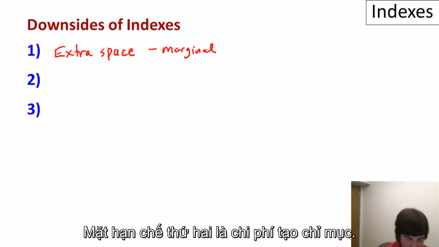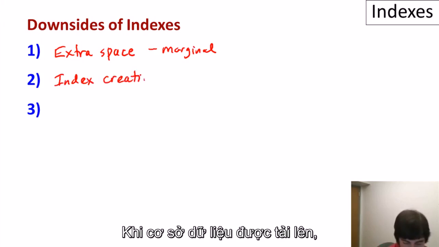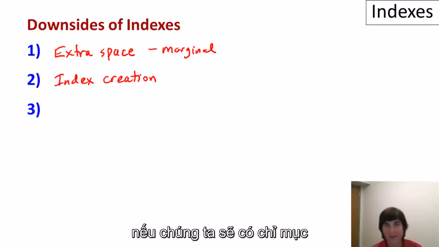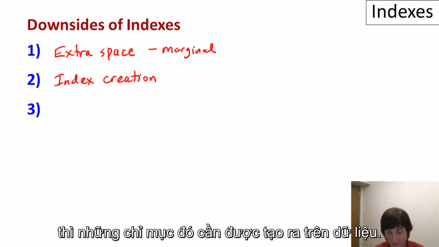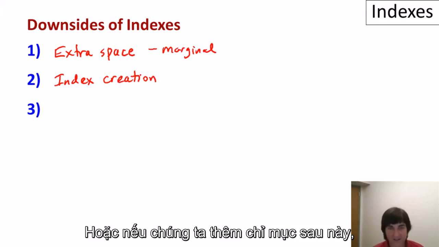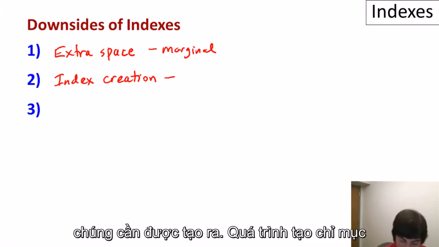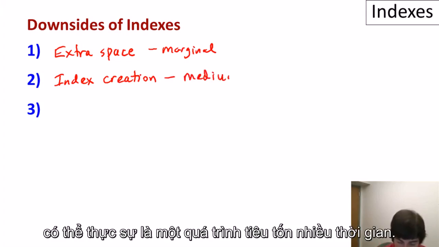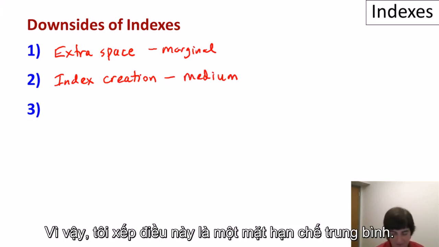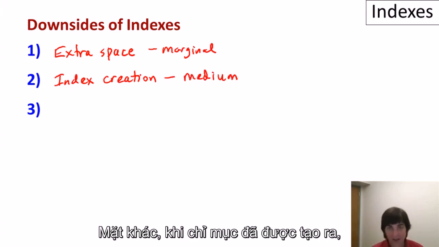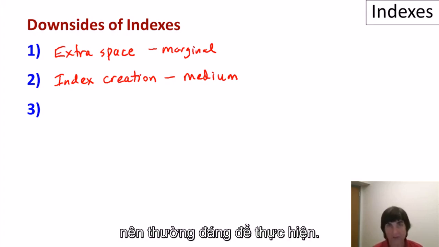The second downside is the overhead involved in index creation. So when a database is loaded, if we're going to have indexes, those indexes need to be created over the data, or if we add indexes later on, they need to be created. Index creation can actually be a fairly time-consuming operation, so I'm going to mark this as a medium downside. On the other hand, once the index is created, all of the queries run faster, so it's usually worthwhile to do it.